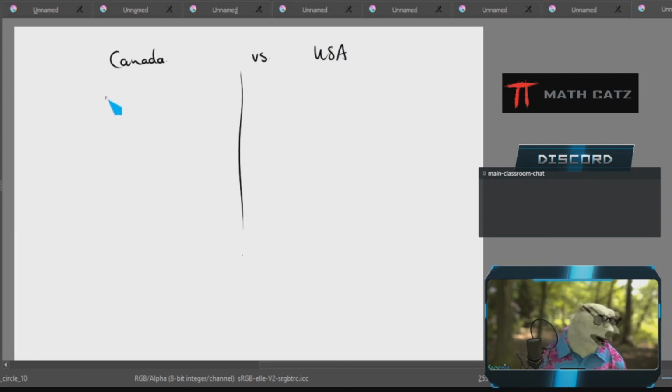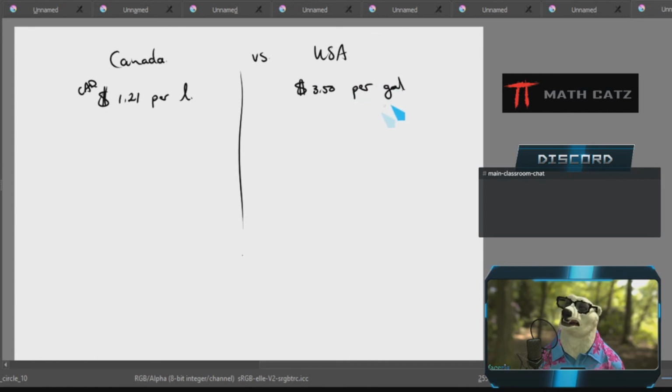So over here, I think I looked at one gas station. It's 121 per liter, and that's Canadian dollars. In the States, you just look across. I don't know what it is. Like, let's suppose, just random. I'm totally guessing. I haven't gone there in a while. 350 per gallon. And that's, of course, a different currency as well.